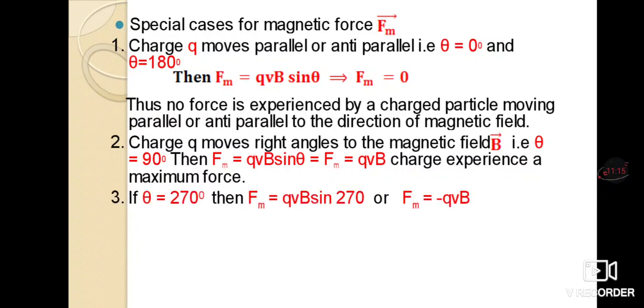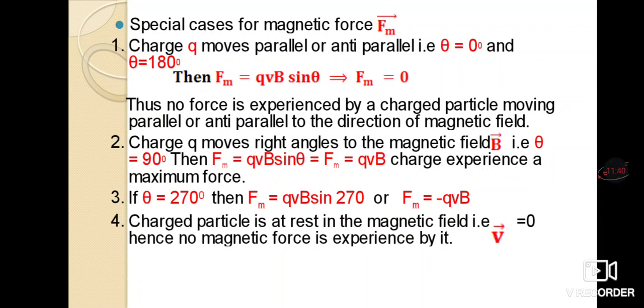Coming to the third case, if theta is equal to 270 degrees, then our Fm is equal to QVB sin 270. Sin 270 is minus 1. Therefore, our Fm is equal to minus QVB, that is the negative force that will be experienced by the charge.